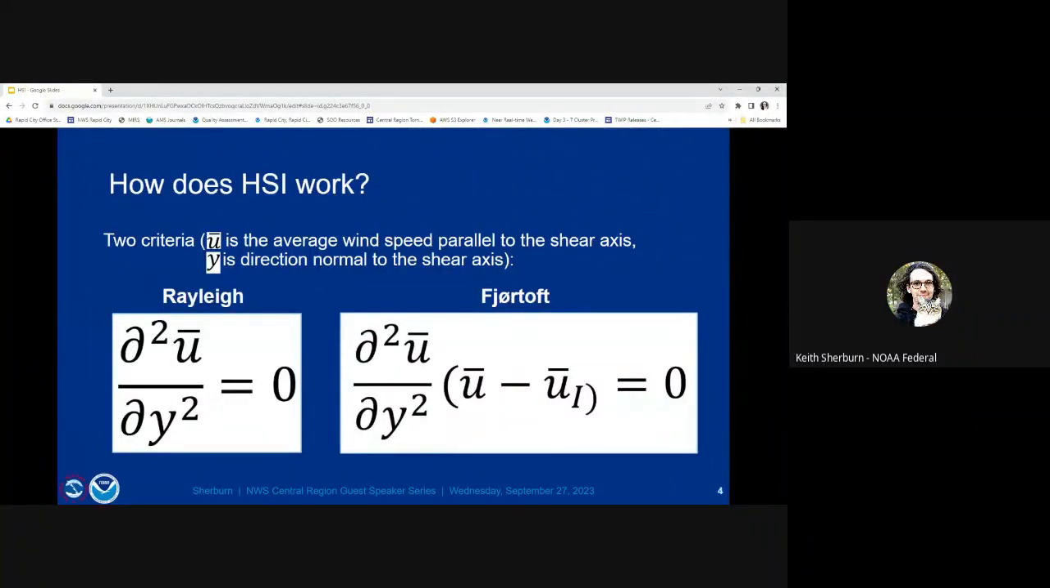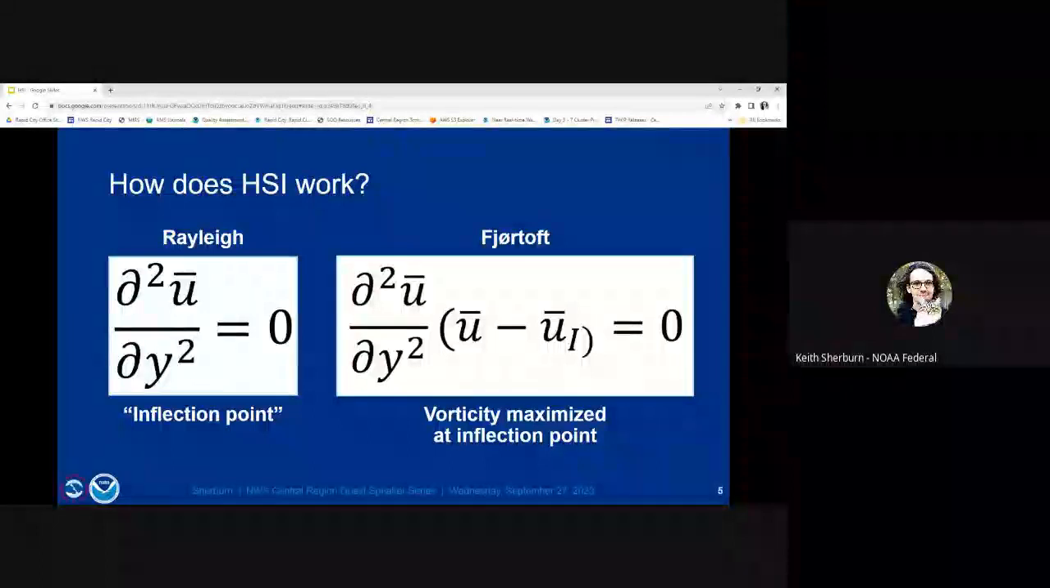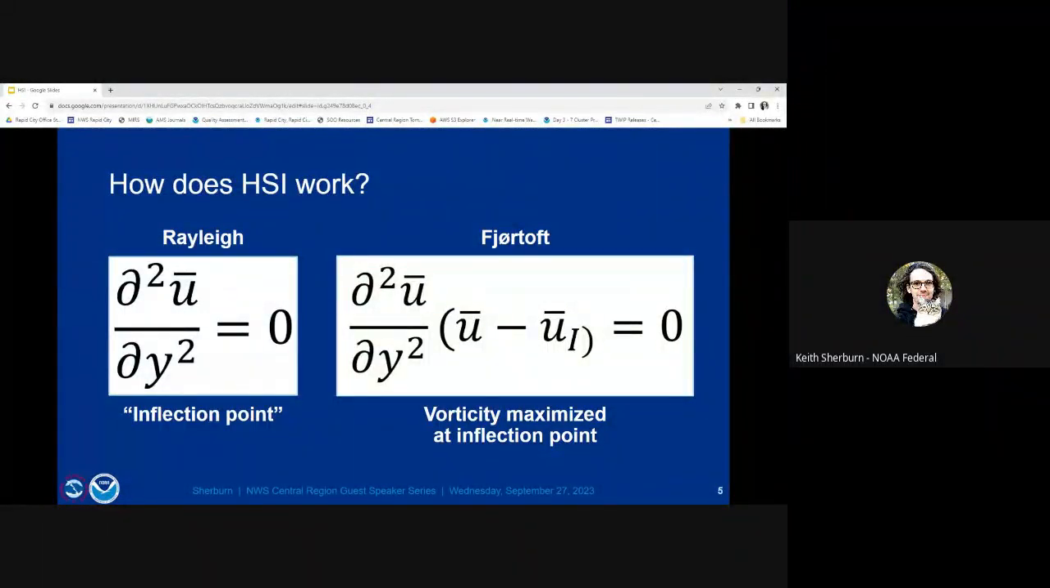There are a couple different criteria required for the potential development of HSI, the Rayleigh and Fjortoft criteria. The formulas for the criteria are listed here for those so inclined to step through the math. Here, U bar is the mean wind speed parallel to an initial shear axis, and Y is the direction normal, or perpendicular, to that shear axis. Rather than focus on the math, I just want to impart the physical explanation of these two criteria. First, the Rayleigh criterion states that there must be an inflection point somewhere within the mean flow, whereas the Fjortoft criterion essentially requires that vorticity must be maximized at that inflection point.